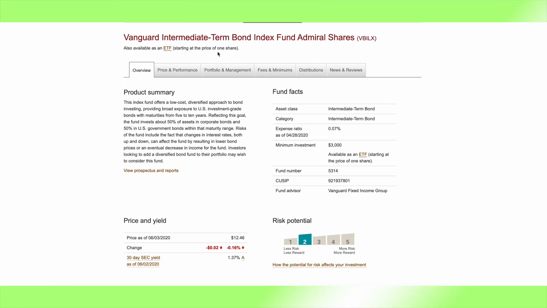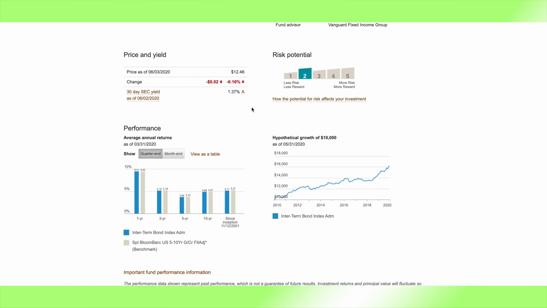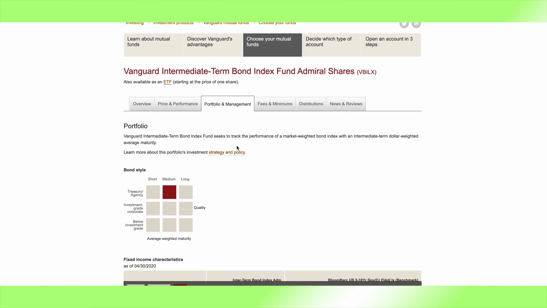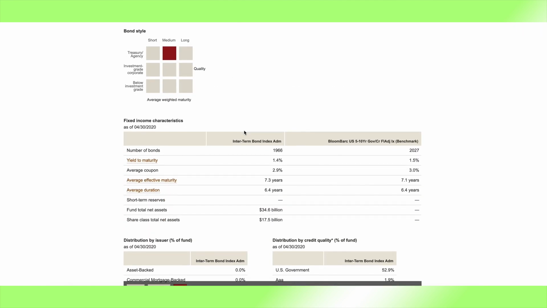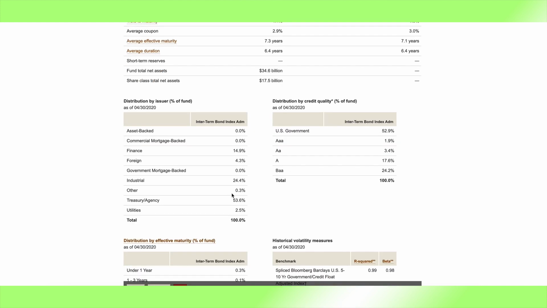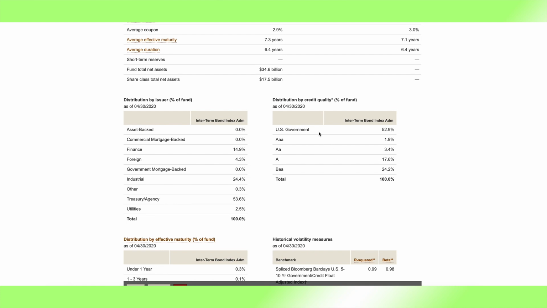And like I already talked about, intermediate bonds generally will last between 3 years to 10 years. And this particular one has an average duration of about 6.4 years. All right, if I go here under the portfolio management, you can see it tells us the ratings of the bonds that are invested in this case, the AAA, the AA, and the BAA as well. You can tell that almost half of the bonds are in US government bonds.